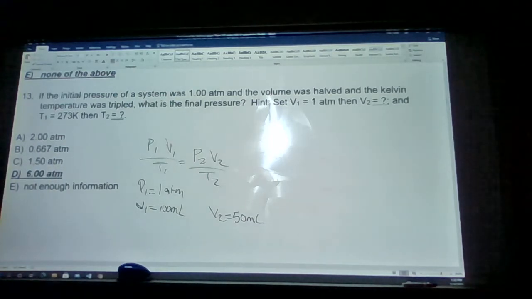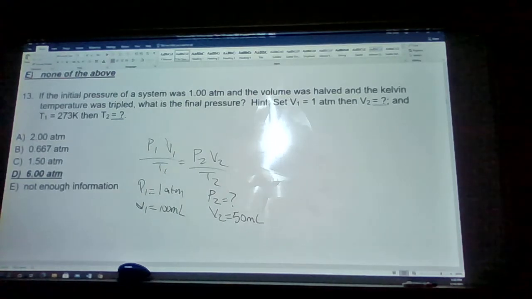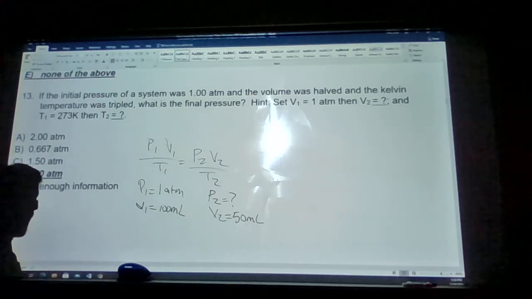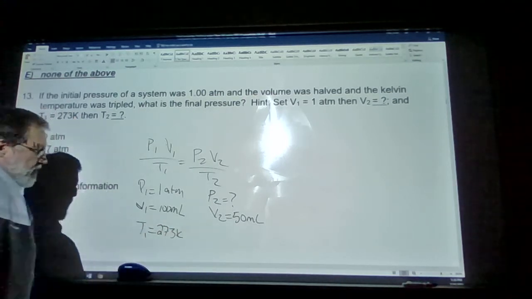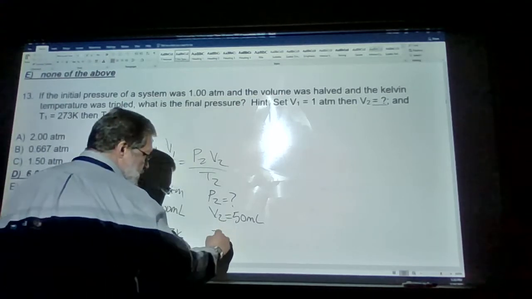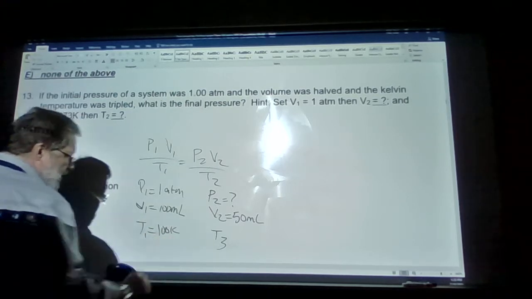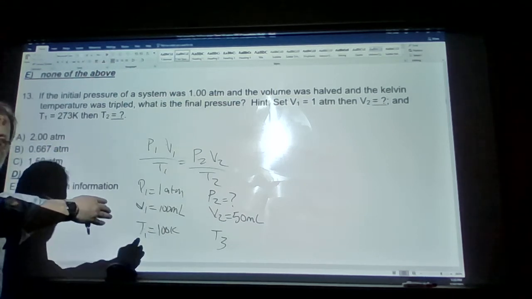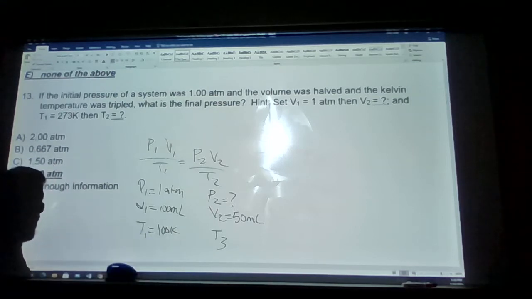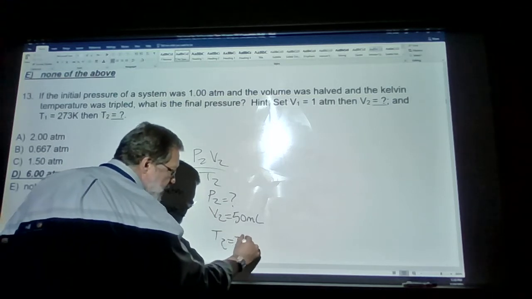If the temperature was tripled, it's asking what the final P2 pressure is. So we don't know what the initial temperature was, but whatever change was made, it was tripled. Let's say your initial temperature T1 was 100 Kelvin. It didn't say what the temperature was. It just said from its initial value, it was changed to 3 times that. If T1 is 100, T2, if it was tripled, is 300 K.